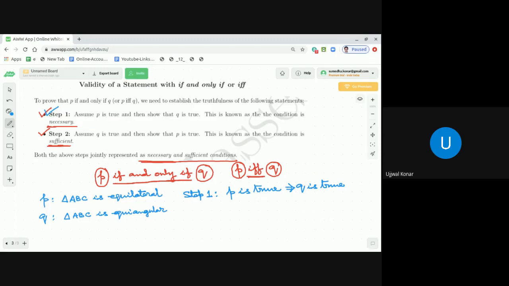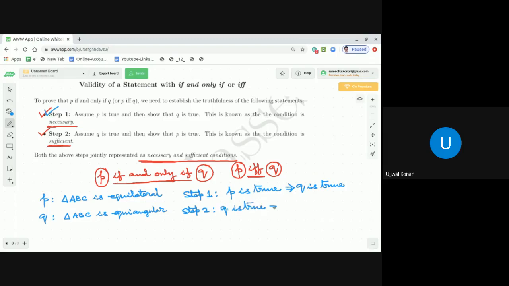So what is step 1, dear students? By assuming the triangle is equilateral, we are able to prove the triangle is equiangular. And what is step 2, dear students? Step 2 is that we are assuming Q is true.